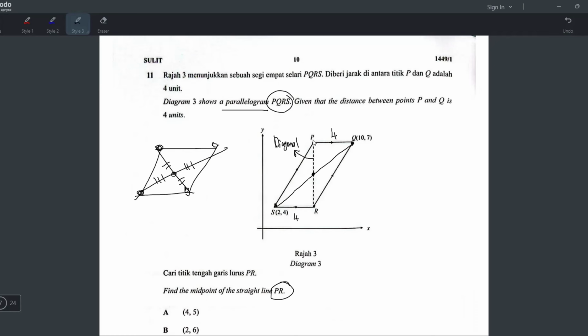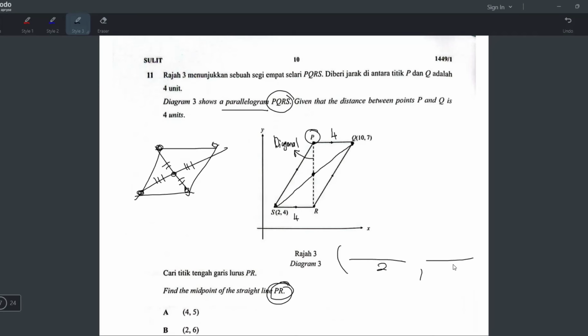So walaupun saya tak boleh cari midpoint PR sebab tak ada point P dengan point R, tapi saya boleh pinjam QS punya midpoint. I can find the QS midpoint sebab QS punya midpoint and PR punya midpoint is the same point. So although the question asks for the midpoint of PR, you can find the midpoint of QS because that is the same point. Okay. So how do you find midpoint? X plus X divide 2, Y plus Y divide 2. That's how you find the midpoint.